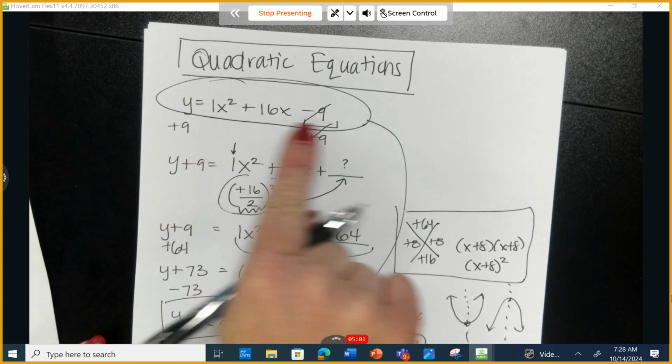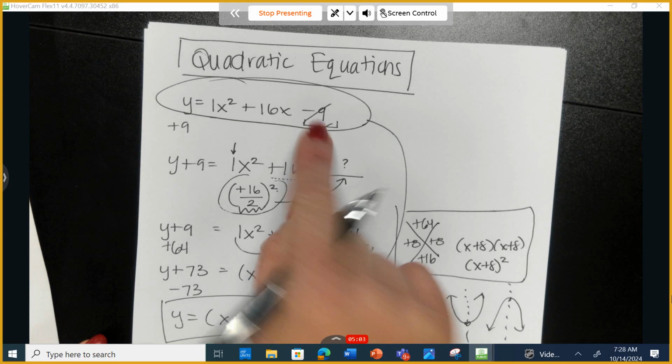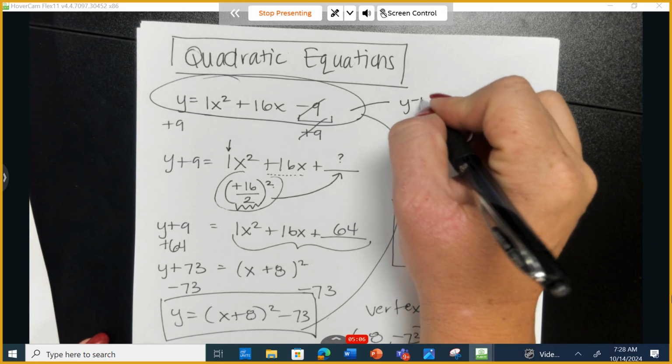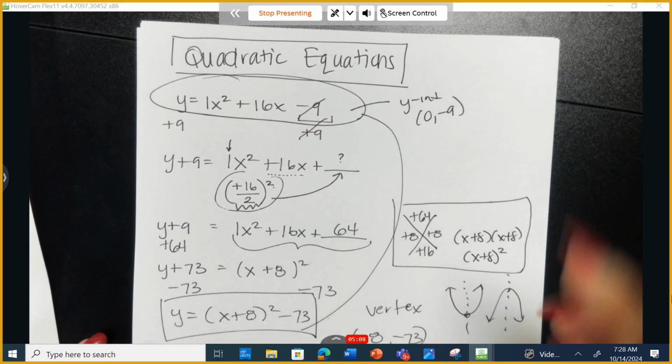Now, a nice thing about standard form is that we can easily identify the y-intercept. So the y-intercept for this problem is going to be 0, -9.